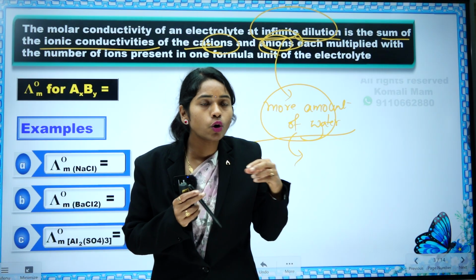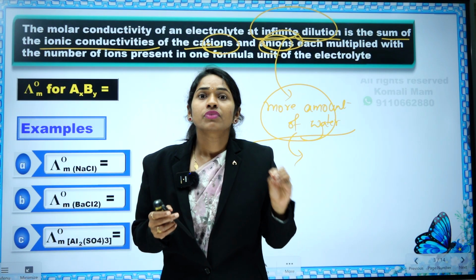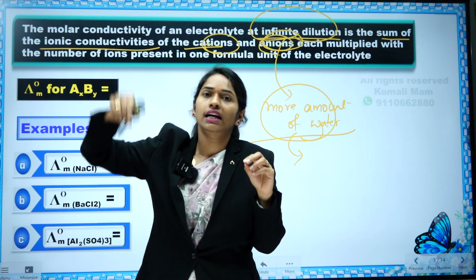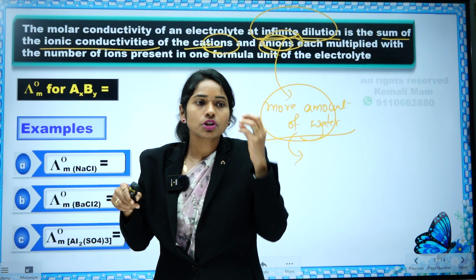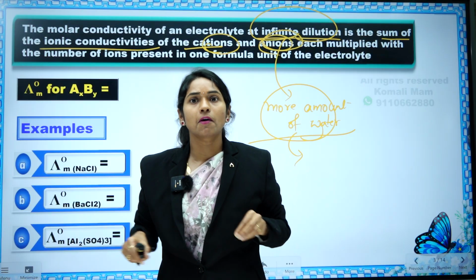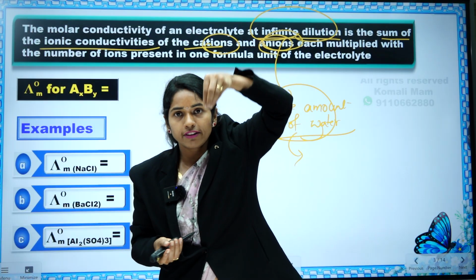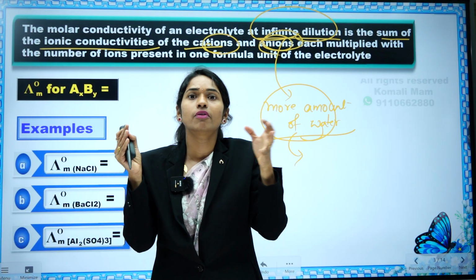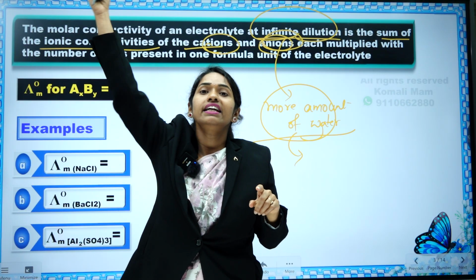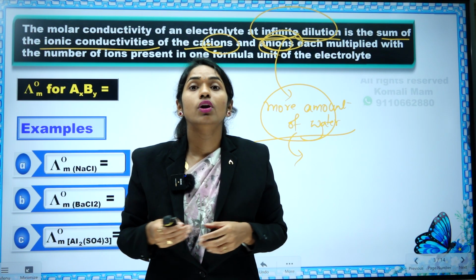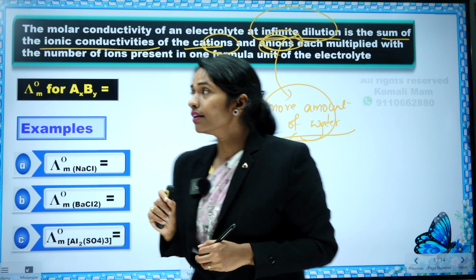So what Kohlrausch says is, every ion contributes something to the total conductivity. Means, if 5 ions are there, all 5 ions are responsible for its conductivity. If you dissolve 1 mole of an electrolyte in a certain volume of solution at infinite dilution, how much conductivity it shows, we call it molar conductivity.